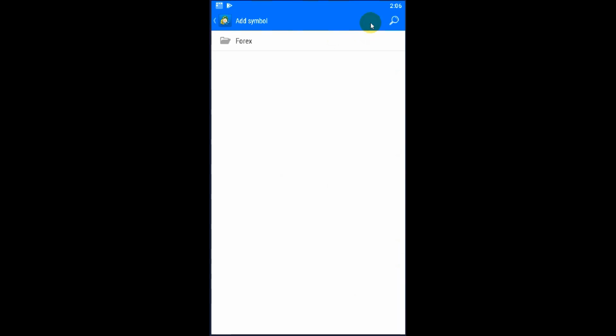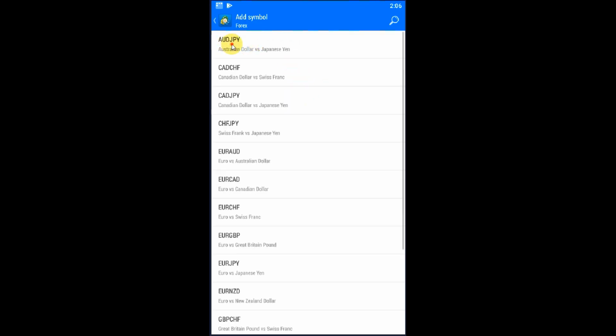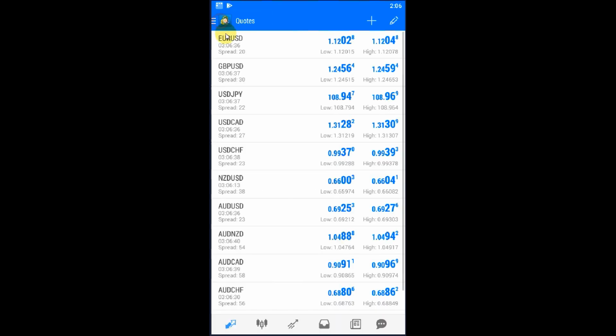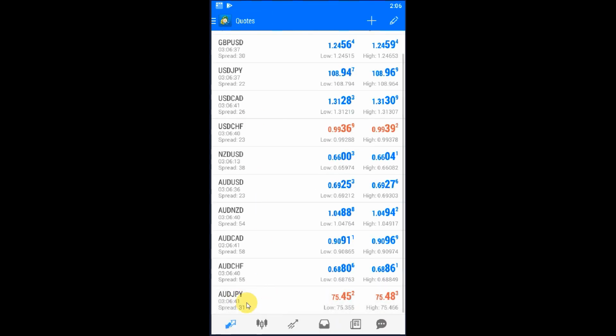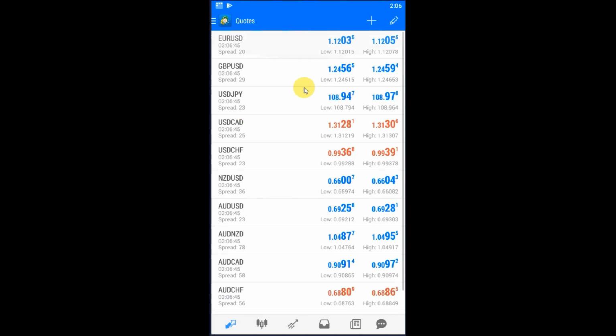Now on quotes here, if a currency pair is not showing, just come here on the plus and look into the folders that you'll be given here. Then just simply click on it, and it will be added to your quotes. When you go back to quotes, just scroll down and the pair will be here. So that's how you add a new currency pair to your quotes.